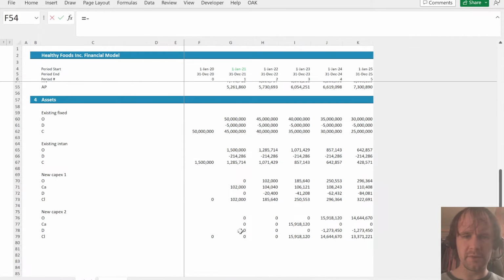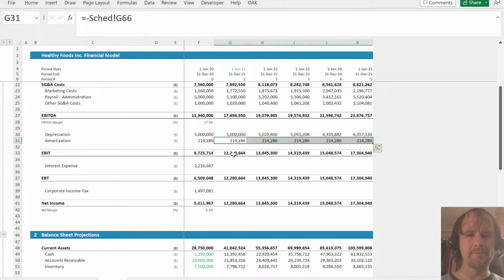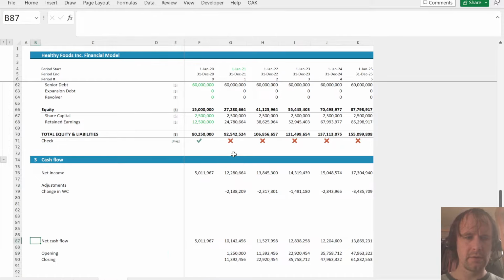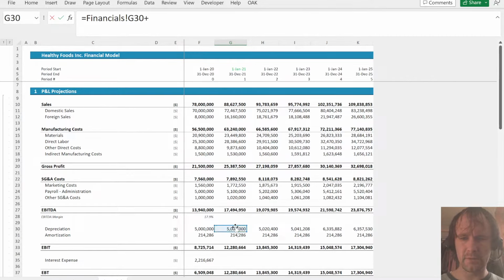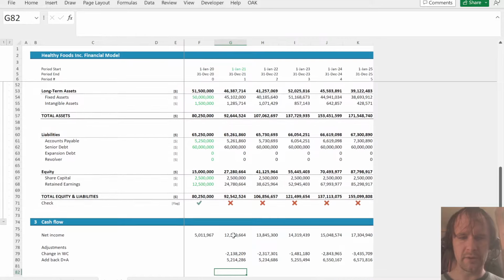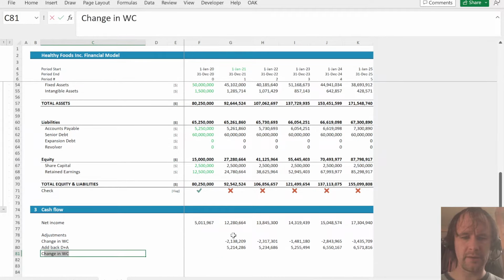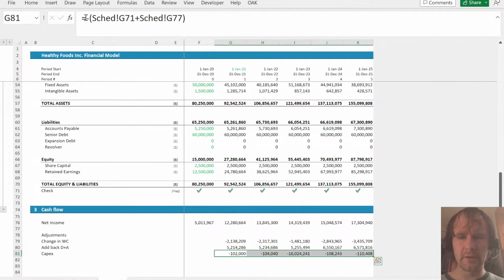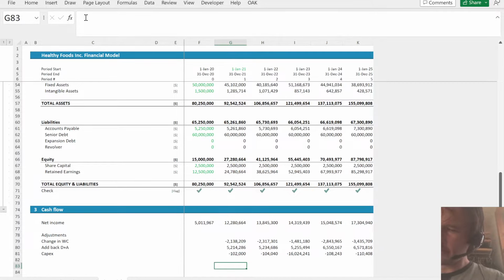And then this one is going to be minus this. Okay. Then add back D plus A equals, oops, sorry, this plus this, because those are non-cash. Then capex, I'll take from here plus here. I'm sorry, again, I'm going to need to flip the sign on that, because that's cash going out the door. And now my balance sheet balances again. Hooray! Okay, so next is debt.